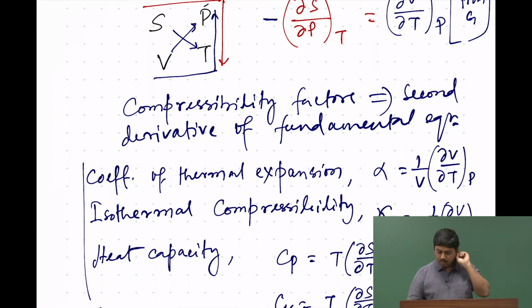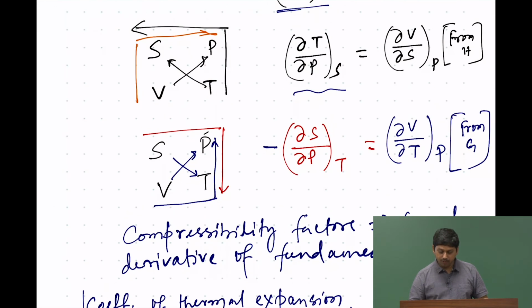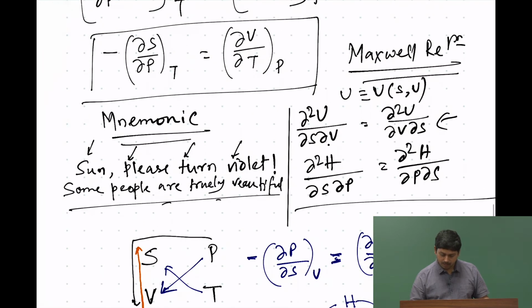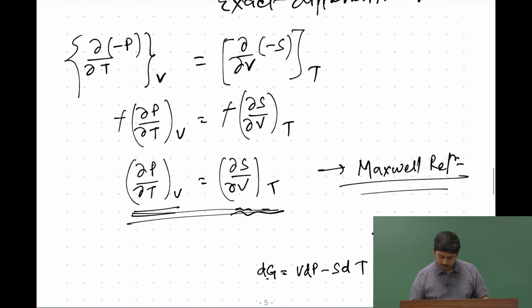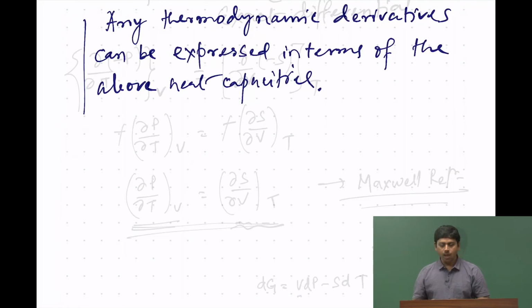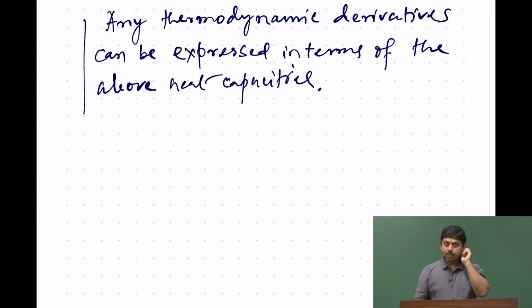Okay. So why are these compressibility factors second derivatives? Because kappa T is obtained by taking the derivative of V with respect to P. Now V itself is obtained from the derivative of the fundamental equations mentioned above; you see V is obtained as del G by del P at constant T. So V itself is a first derivative, and when you take the derivative of V, it becomes a second derivative.